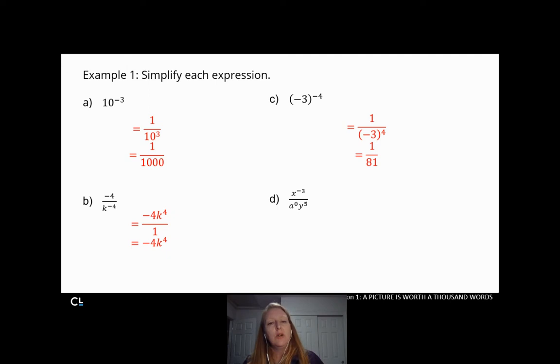And of course, anything to the 0 power is 1. So a to the 0 power becomes 1. X to the negative 3 power becomes 1 over x to the positive 3 power. And we still have y to the 5th in our denominator. I don't need the 1 there, so I'm just going to clean it up a little bit and say it's 1 over x cubed y to the 5th power. How'd you do? Let's keep going.